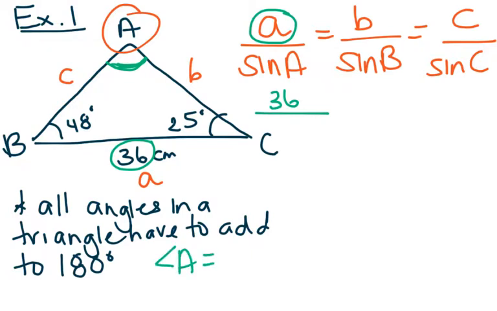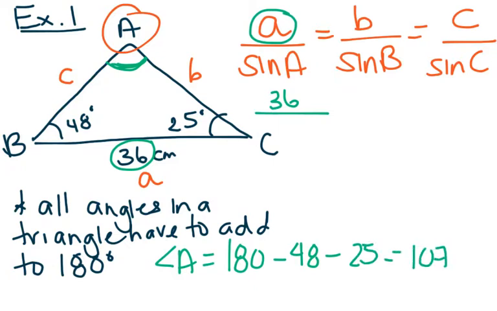So if we want to find out angle A, angle A is just going to equal 180 minus 48 degrees minus 25 degrees. And that's going to give us 107 degrees. So we actually do know angle A. I'm going to put it in there. As I continue to write out our equation, we do have angle A. It's 107 degrees.